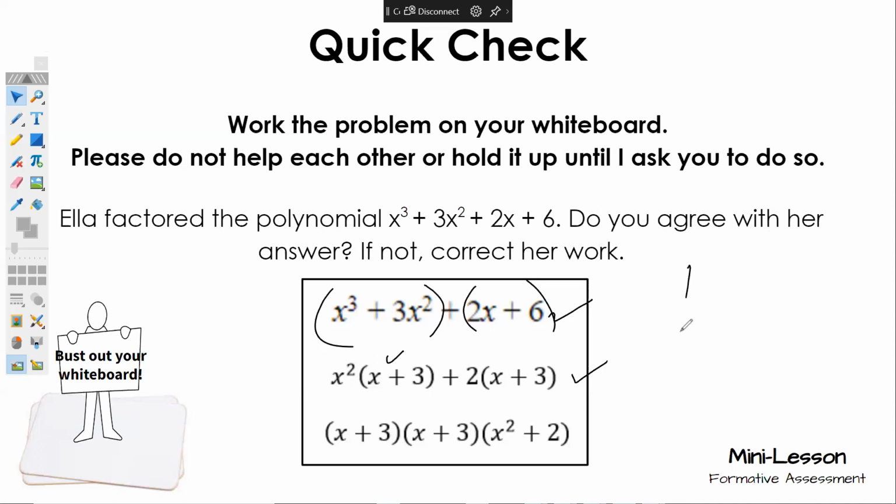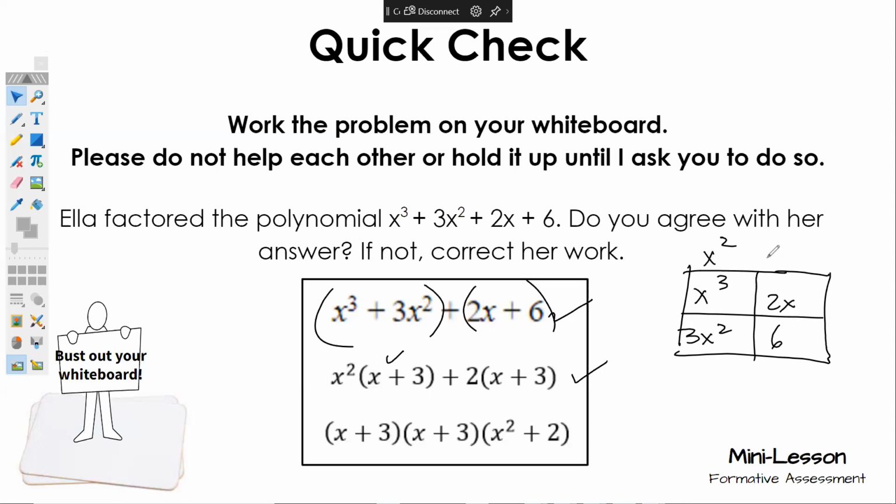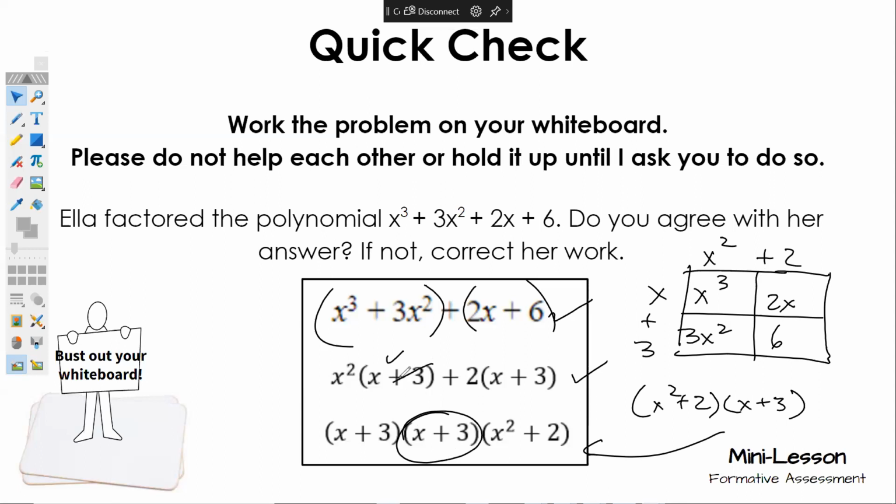Okay, so let's try it this way. Let's say we don't want to do it the algorithm way. Let's do the box. So if we did it this way and we factored, I'm gonna do this quickly so you can see it. What's the difference between this and that? She's got an extra x plus 3. So she didn't drop this guy. So she can smush them together.